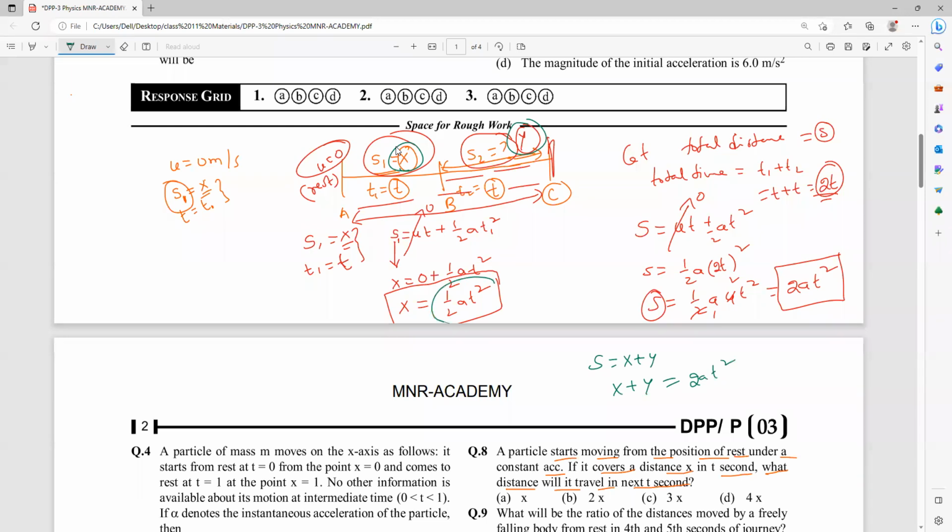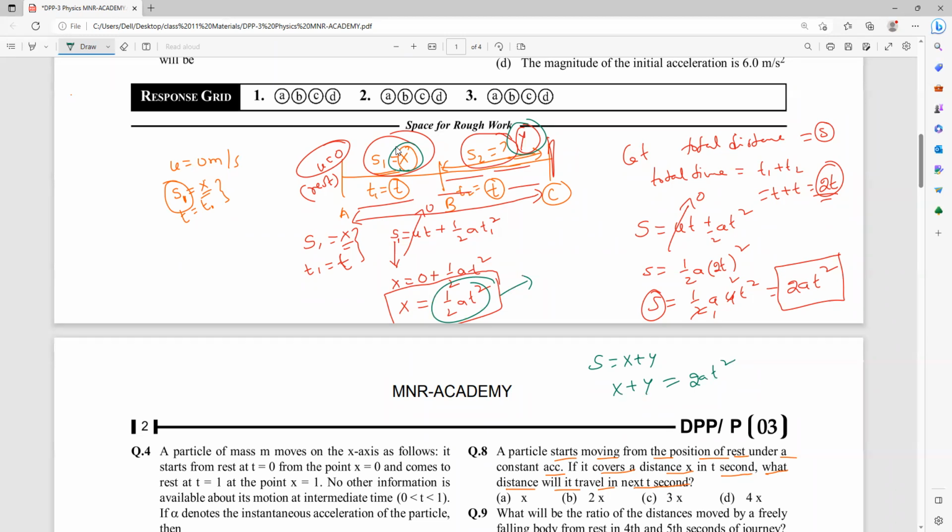And we know the X value. What is the X value? Half at square. If you remove the X value from X plus Y, then we can get the Y value. Will you all accept it or not? Please respond.